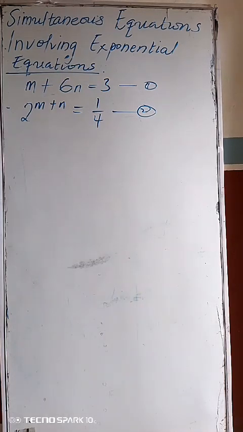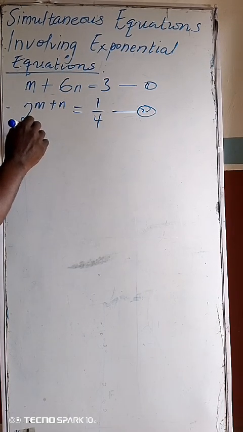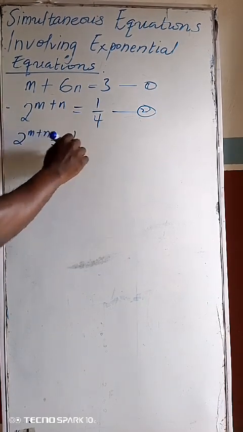So let's work on equation 2 for it to become linear so that we can handle the simultaneous equation with either of the two methods, the substitution method or the elimination method. Looking at equation 2, we have 2 raised to the power m plus n is equal to 1 out of 4.